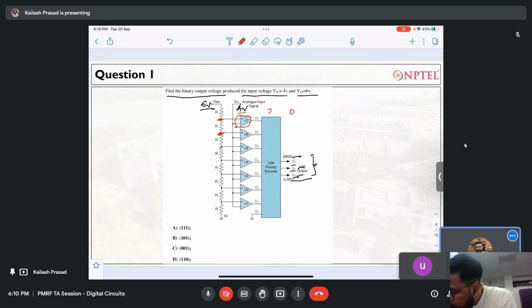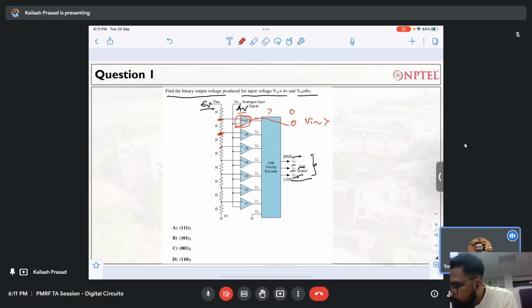The output will be 0 for this comparator if your input signal, the negative terminal signal, is greater than the positive terminal signal, and it will give 1 if V positive is greater than V negative. So this is the concept we'll be using over here. I hope everybody understands this.